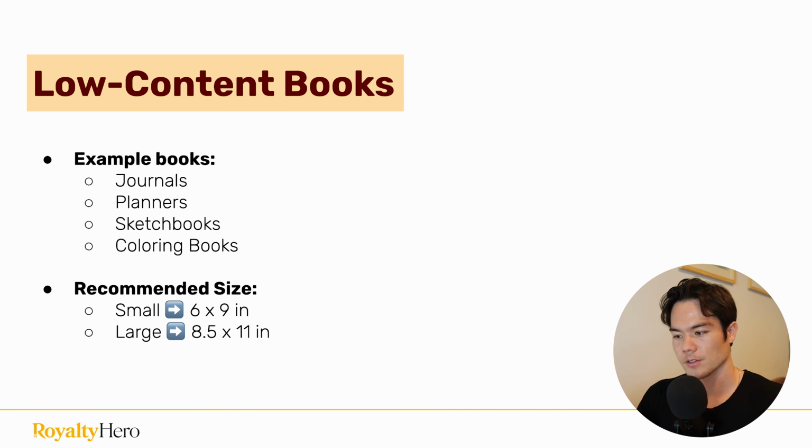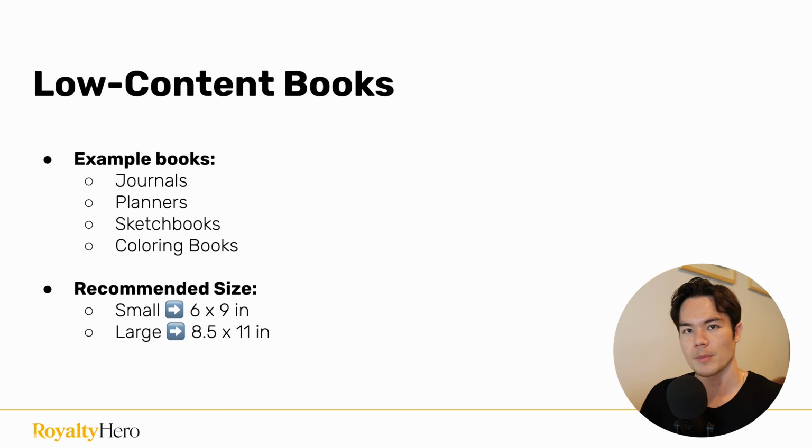Next are low content books. So these are journals, planners, sketchbooks, even coloring books. We kind of talked about it earlier, but it kind of falls into this category. There are many different types of books, so the size ranges. But if you're doing journals, planners, typically these are 6x9. People prefer a smaller size for these ones. Nobody really wants to carry around a huge 8.5x11 journal, right?